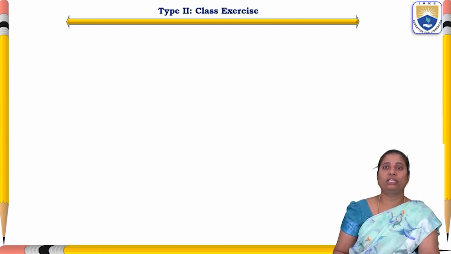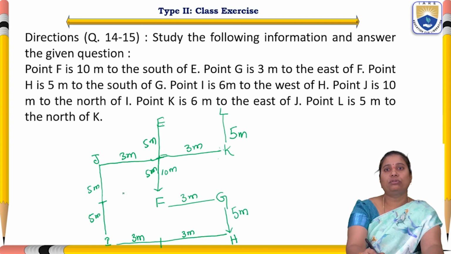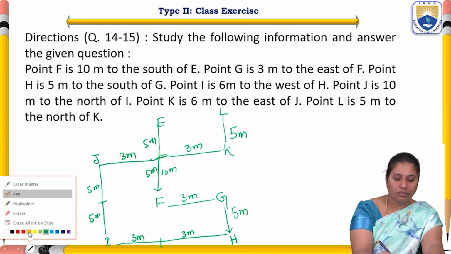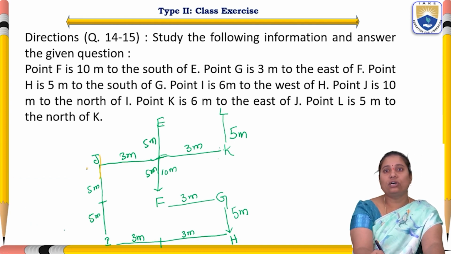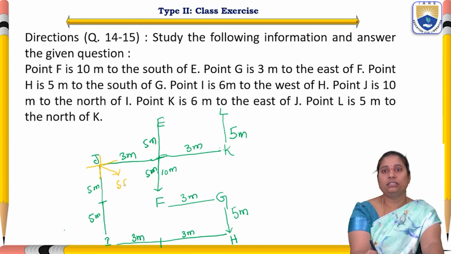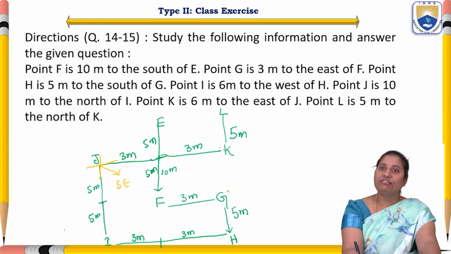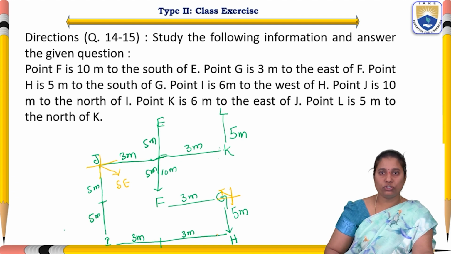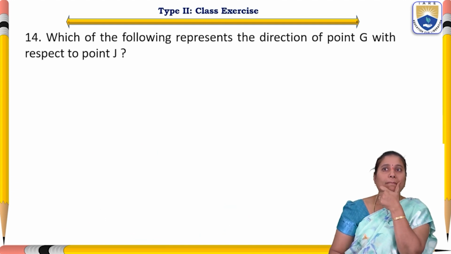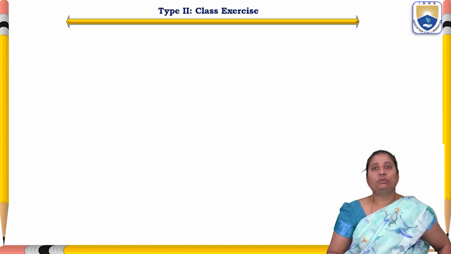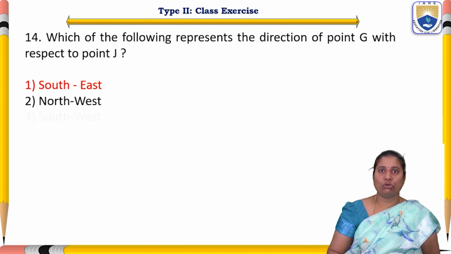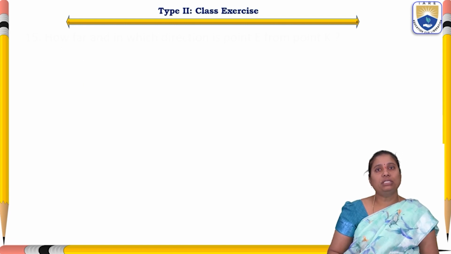Now from this one, the 14th question: which of the following represents the direction of point G with respect to point J? So G's position with respect to point J means, from J we will draw a plus symbol, and G's position is in the southeast direction, or from G it is the northwest direction. But the question is about point J, so G is in the southeast direction. So the southeast direction from the given options is correct.